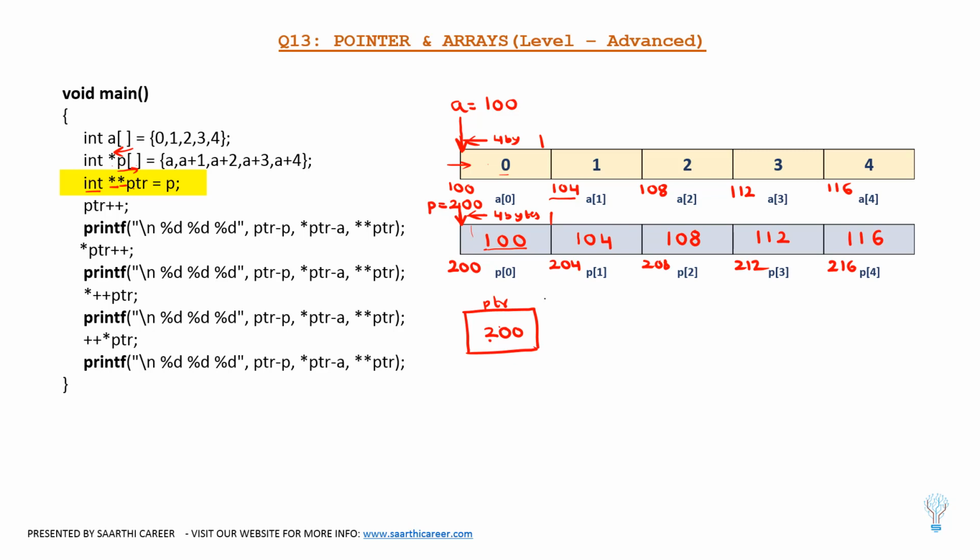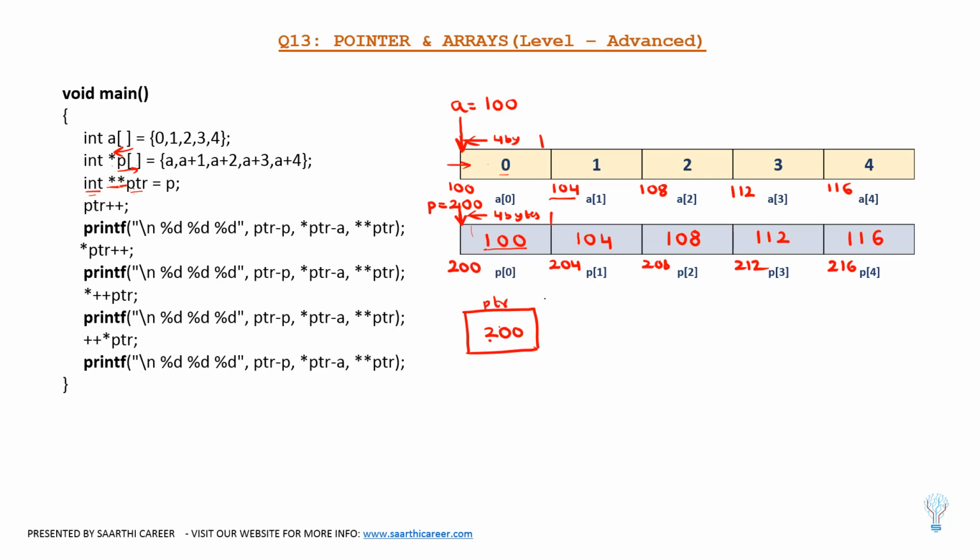The other way to see it is we already know that P is an array of pointers, and the name of the array is also a pointer. P becomes a pointer to a pointer. And if we want to equate ptr to P, I need to have ptr of the same data type as P. And now we will do some arithmetic operations on ptr.